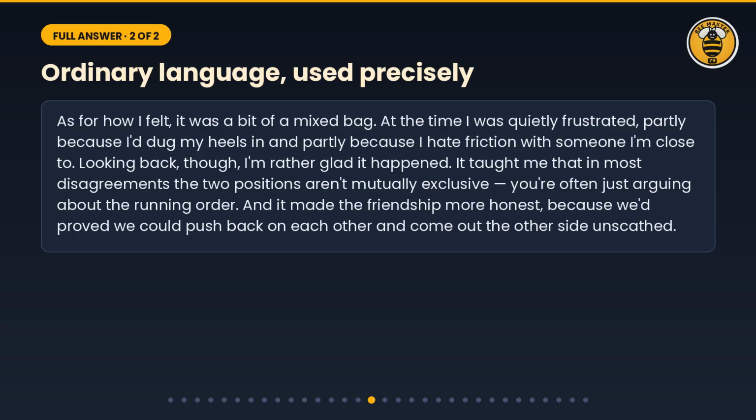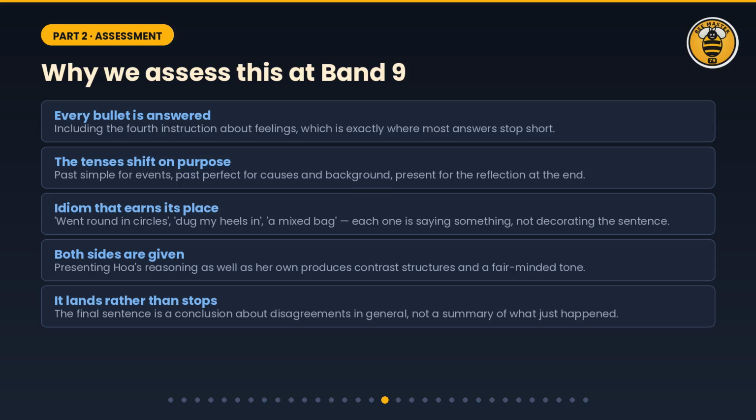And the second half. Notice how little of this is unusual vocabulary. It is ordinary language used precisely. So why would we assess that as band 9? Not because of the story, which is unremarkable. Because every bullet is answered, the tenses shift deliberately, the idiom is doing work, and the answer ends somewhere rather than simply stopping.